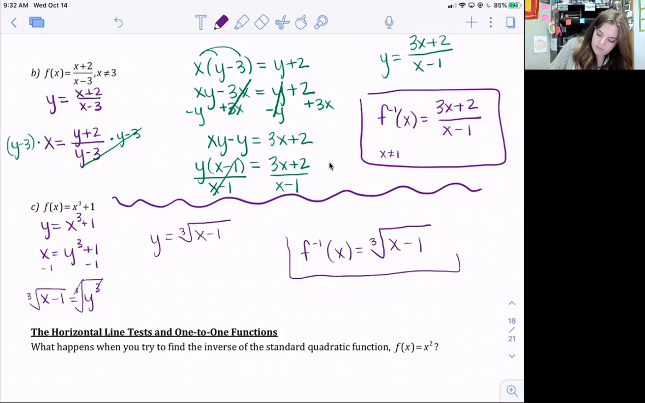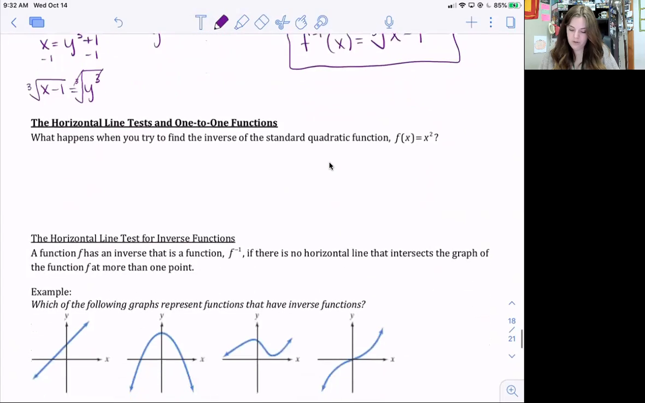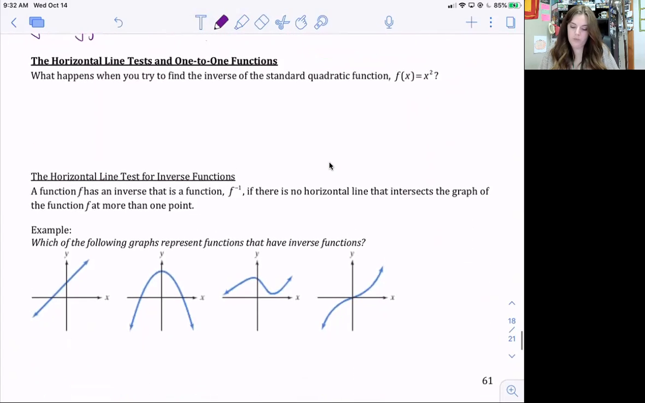Okay, so we talked about this a little bit when we were looking at our cube and cube root functions. I said that there was some type of symmetry with them, and the symmetry that we have is across the line y equals x because they are inverse functions, which we just saw with this problem. Okay. All right, so horizontal line test and one-to-one functions.